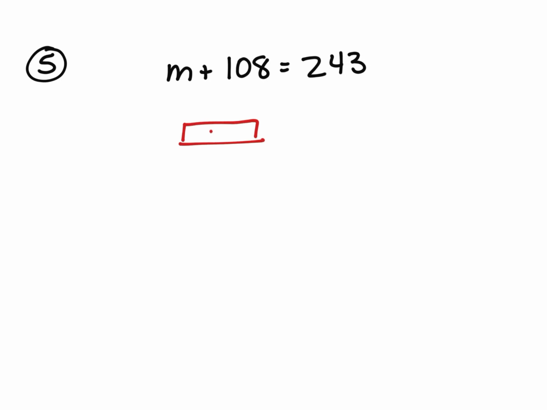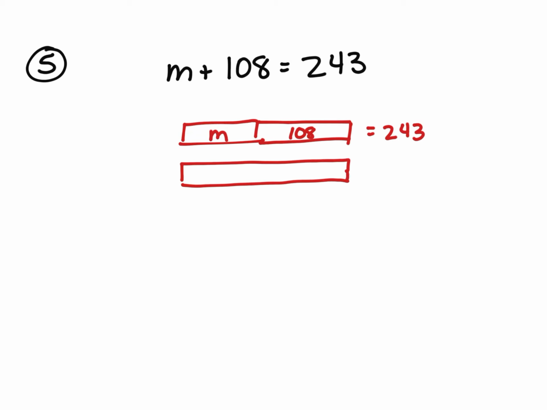Here we start with M. We added 108. And this is all equal to 243. So if we want this to be equal to 243, we need a number plus 108 that gives us 243. And we can work backwards by subtracting. And that'll tell us that this piece right here needs to be 135. So M has to equal 135.